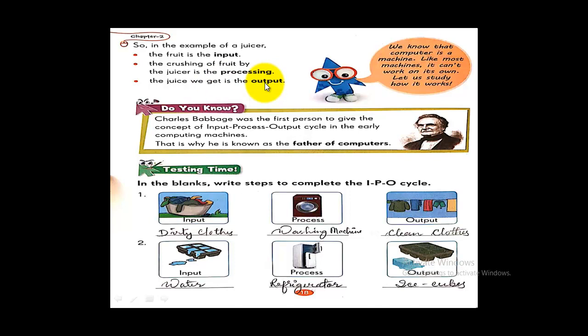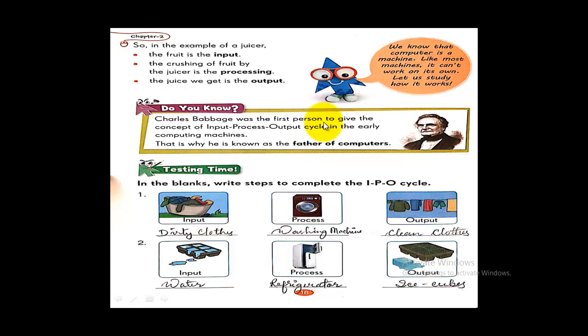Now we know that computer is a machine. Like most machines, it can work on its own. Let us study how it works. Computer is a machine.